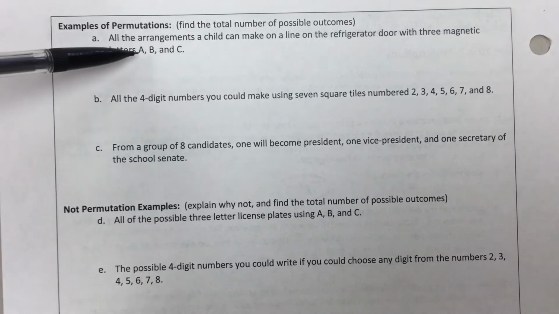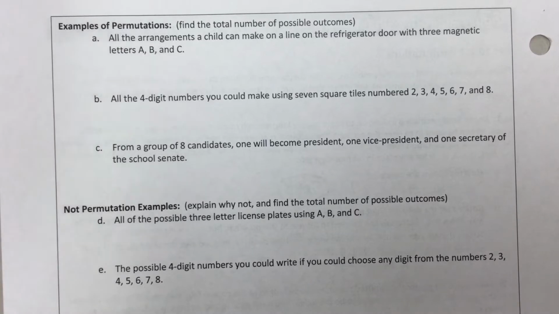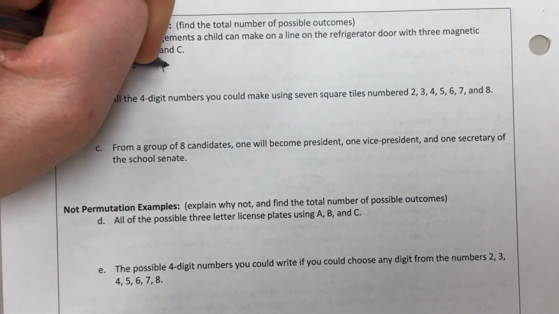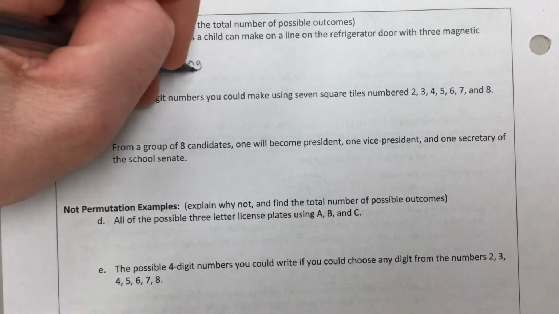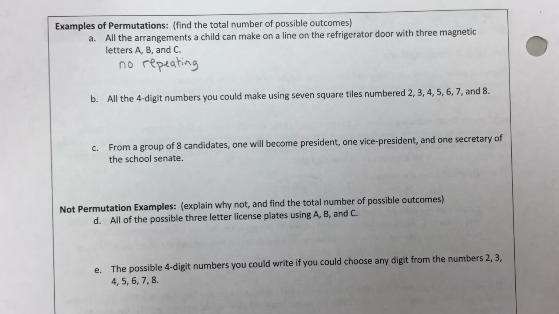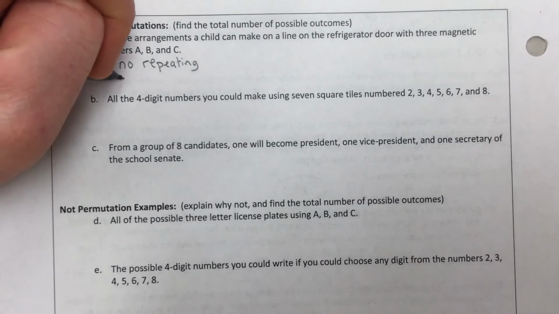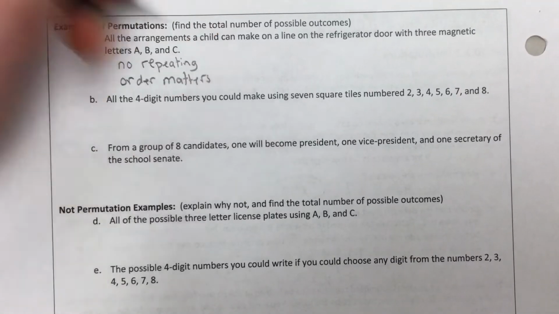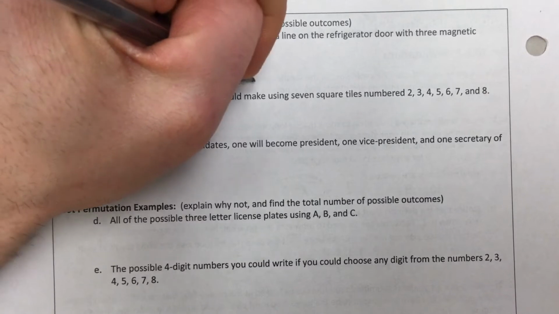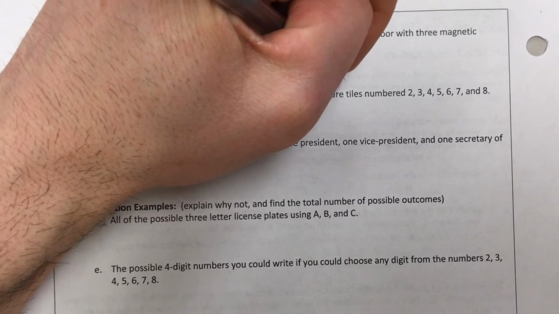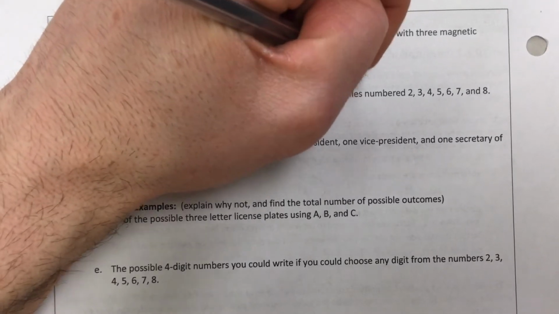So in this case, there's only 3 magnets, A, B, and C. So we can't repeat multiple A's or multiple B's or multiple C's. So there's no repeating. Then if we go to the other part where order matters, well, yeah, ABC is different than CAB. So again, order matters here. So we can say ABC is different from CBA.